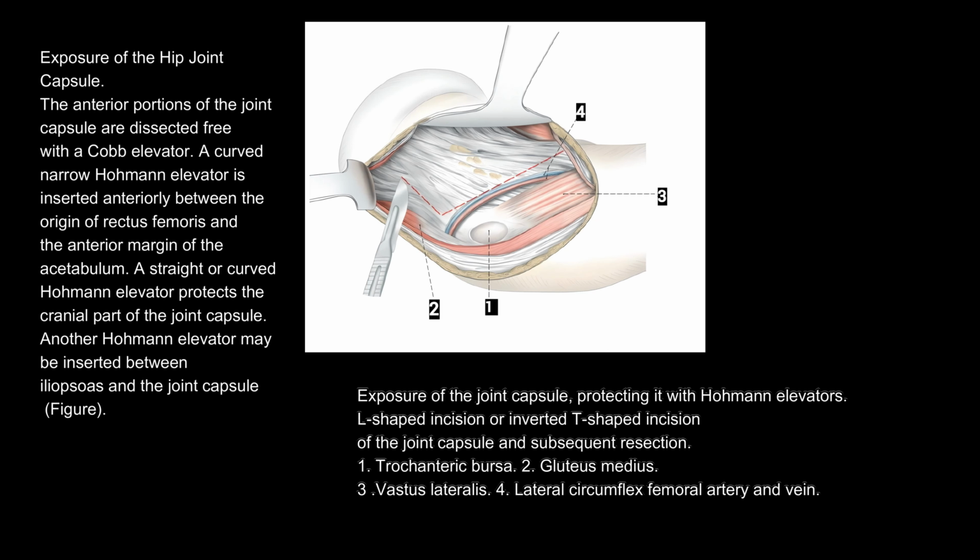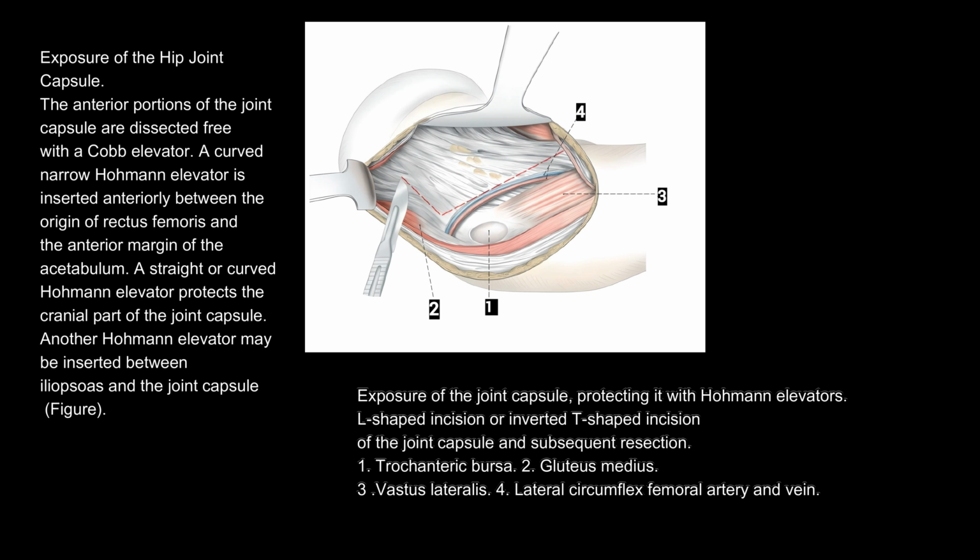The anterior portions of the joint capsule are dissected free with a Cobb elevator. A curved narrow Hohmann elevator is inserted anteriorly between the origin of rectus femoris and the anterior margin of the acetabulum. A straight or curved Hohmann elevator protects the cranial part of the joint capsule. Another Hohmann elevator may be inserted between iliopsoas and the joint capsule, figure. Exposure of the joint capsule, protecting it with Hohmann elevators.